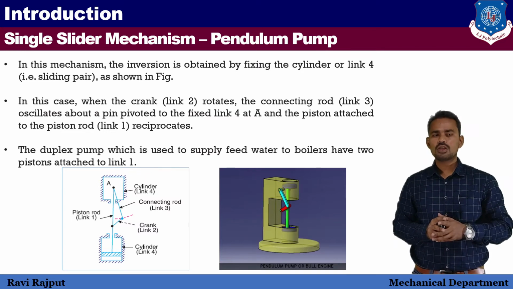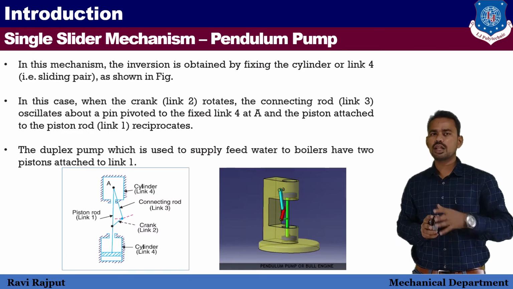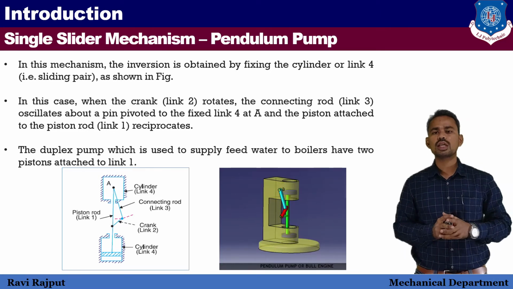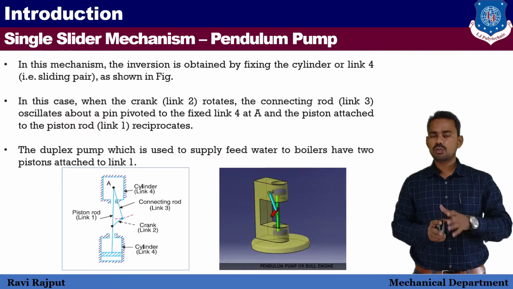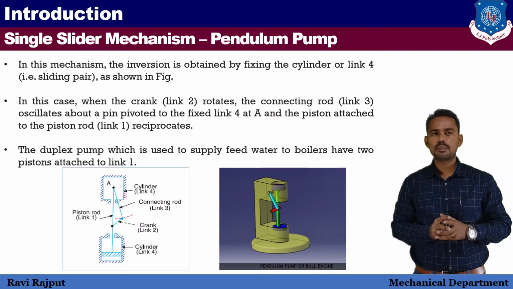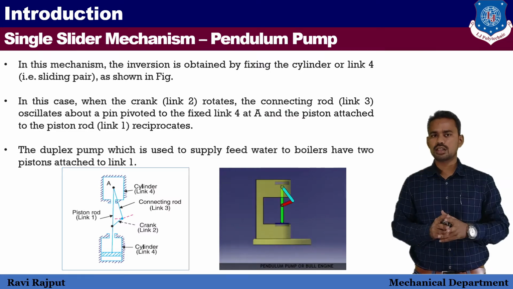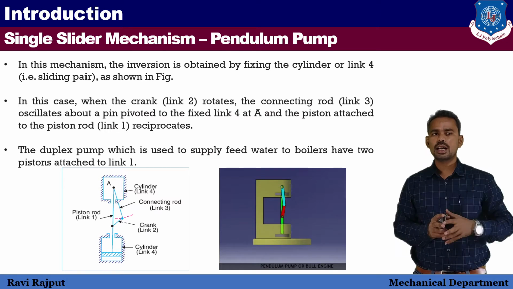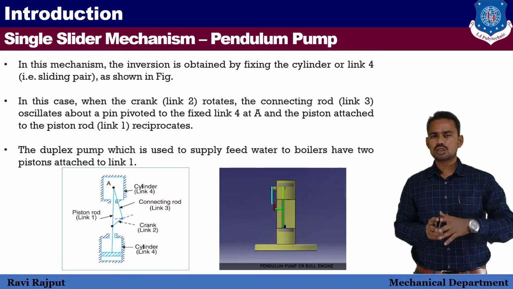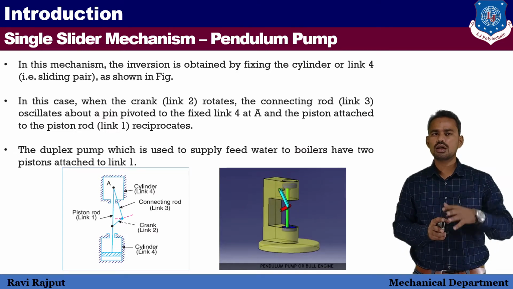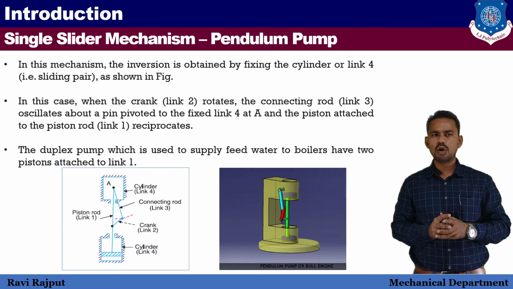So in this case, when the crank rotates, the connecting rod oscillates about the pin pivoted to the fixed link, which we can see at point A, and the piston attached to the piston rod reciprocates. So basically it transfers the rotary motion into reciprocating motion. This is also called a duplex pump, which is used for supplying feed water into boilers. So let's move to the next inversion.